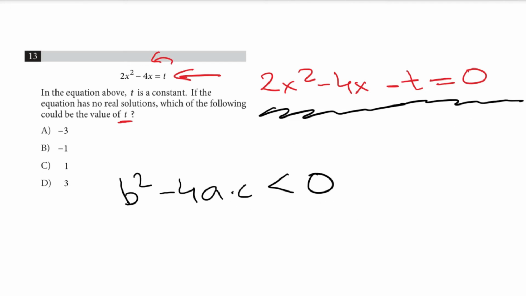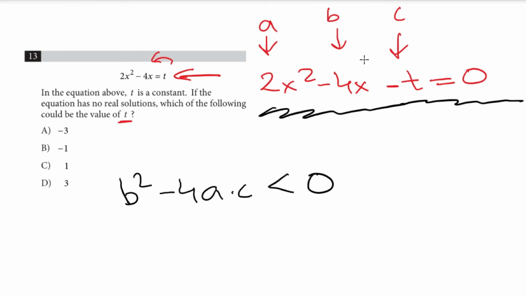Okay, now let's determine our coefficients. What is a, what is b, and what is c? Well, in quadratic equations, it is very simple. This is a, the multiple of x squared, that is a. The multiple of x is b, and the constant is c. Well, in mathematics, we usually use letter c for constant numbers.